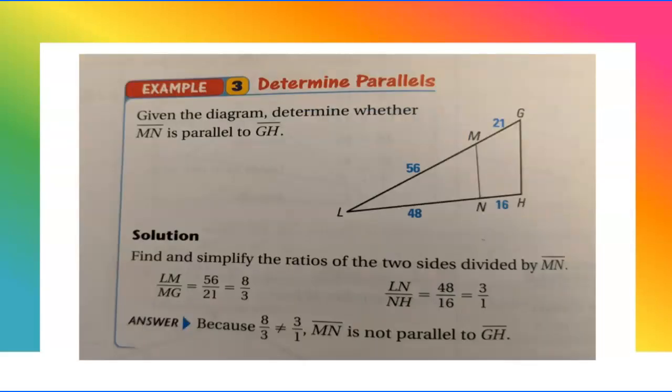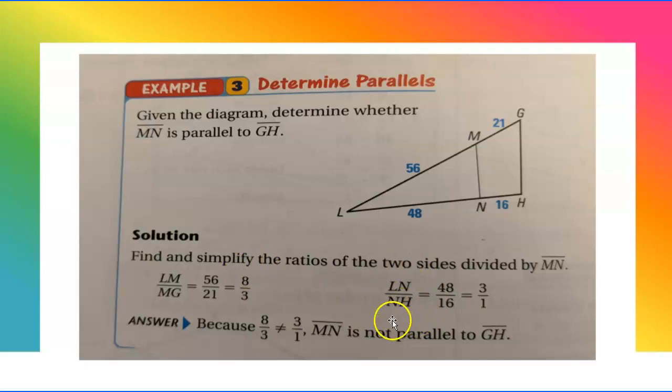So let's take a look at an example here. It says, given the diagram, determine whether MN, this guy right here, is parallel to GH. Now, if I look at that, I'm thinking it looks a little skewed, so I'm not completely sure if it's going to be parallel. The only way I'm going to be able to figure that out, though, is to do these proportions. So I'm going to do LM over MG, so that's my first set of symbols, then equals LN over NH. That's my second set of symbols.